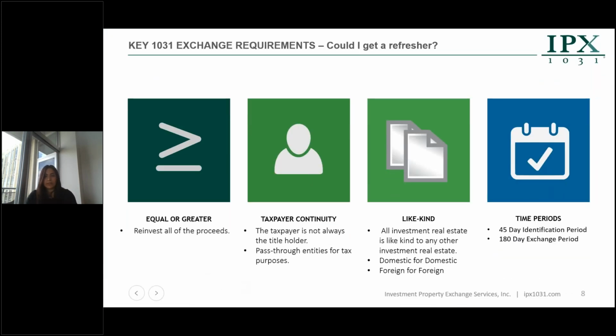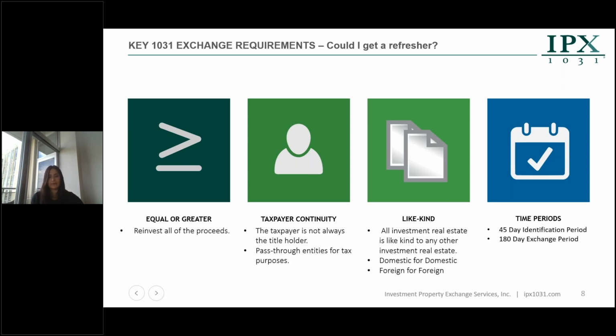So I'll go over with you quickly some of the rules that clients have to follow in order to complete a successful exchange, in order to get that tax deferral. One, you have to buy property that's equal or greater in value to the property that's being sold. So if a taxpayer is selling property for $1 million, they have to buy one property or a couple properties that equal $1 million or more. And all of the proceeds from the sale have to be used to buy the new property. So both have to be accomplished in order to get the full tax deferral.